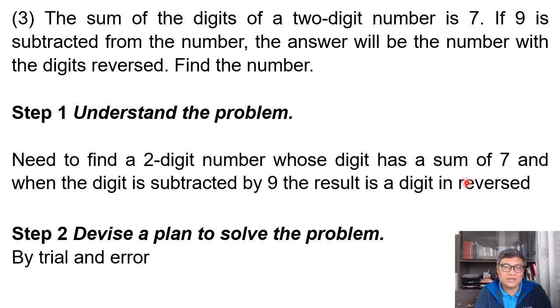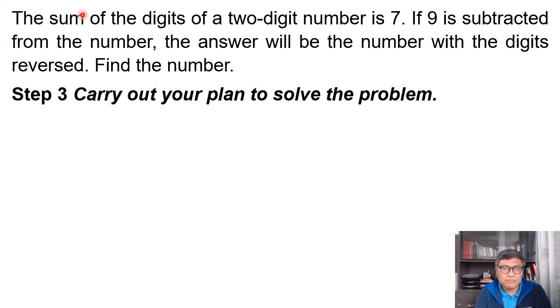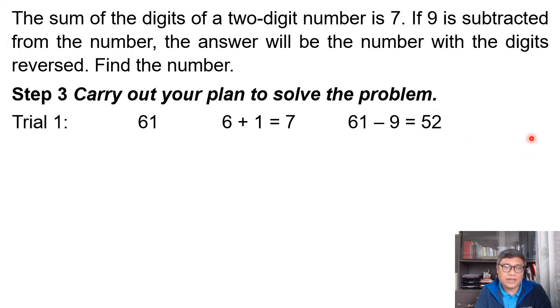So once you understand the problem, then devise a plan. Of course, by trial and error or by listing, we can do that. So we're using trial and error. So what we do here is that you can now carry out the plan. So I will have my first trial 61 because I know that 6 plus 1 is 7. If I subtract 9 from 61, the result is 52, which is not the reverse of 61, which is 16. Supposedly it should be 16 because it's the reverse of 61. So the first trial is not a possible answer.